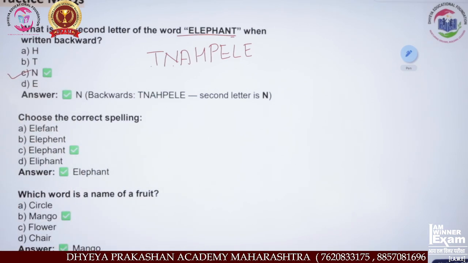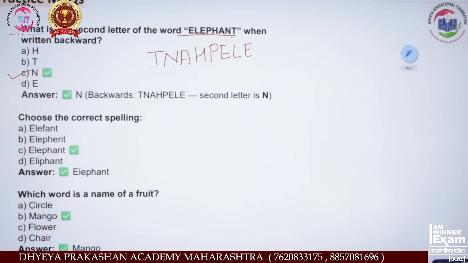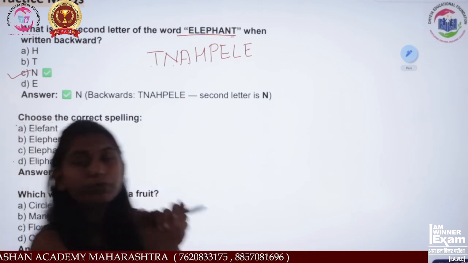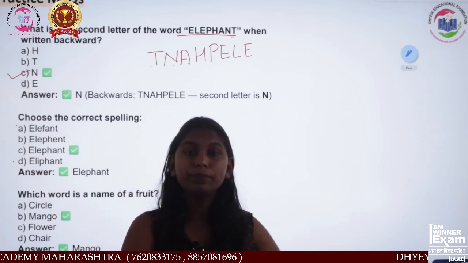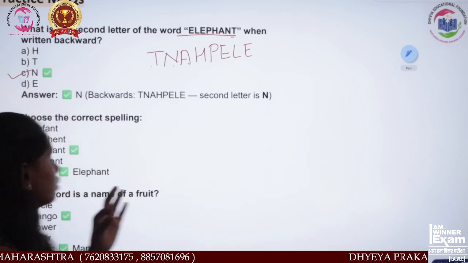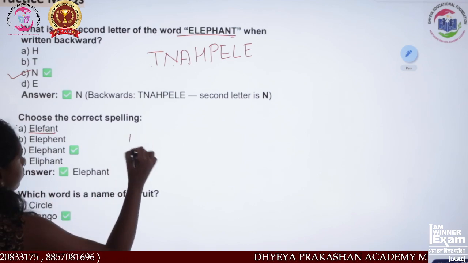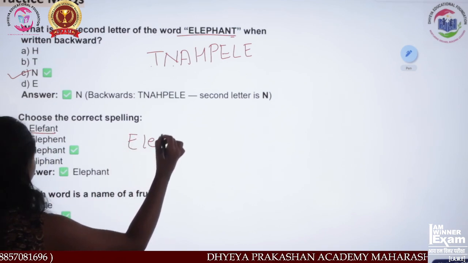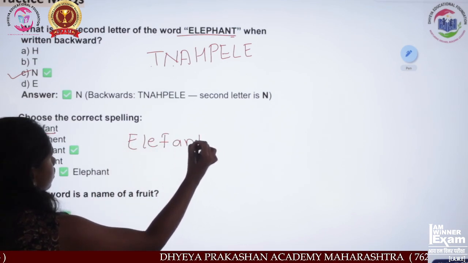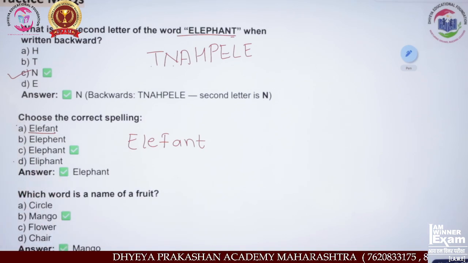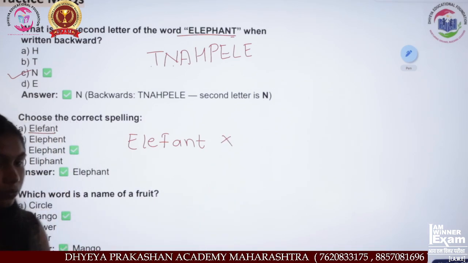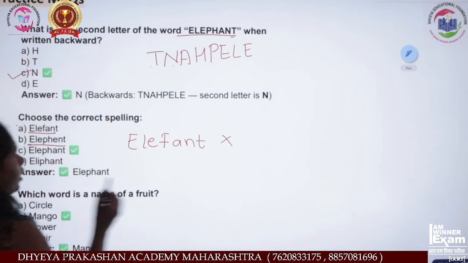Then next, choose the correct spelling. These are the spellings of elephant. If you pronounce them, all the spellings have the same pronunciation. But here, this spelling is wrong. Then next, elephant.